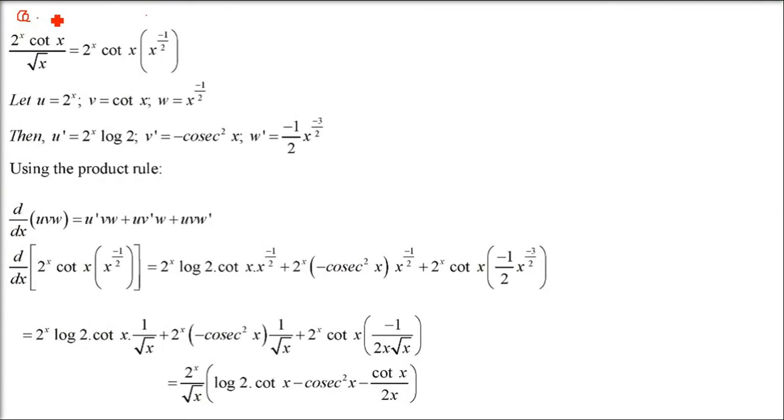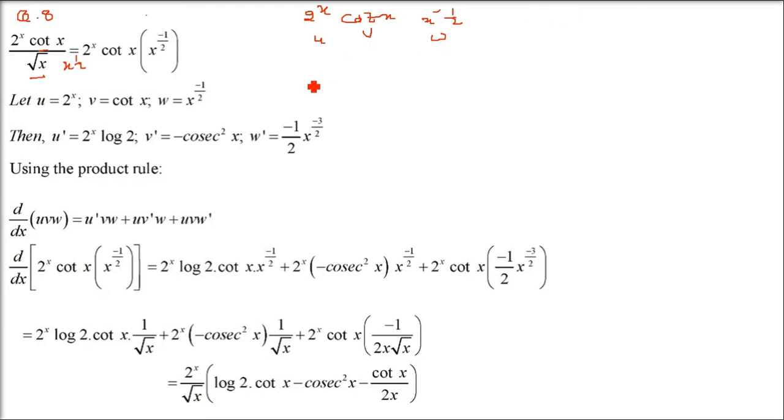This is question number 8. Okay, so we have 2 to the power x, then we have cot x, and in the denominator we have under root x. This is x raised half, so we'll take it as x raised minus half. We are taking it up. So this is u, this is v, and this is w.